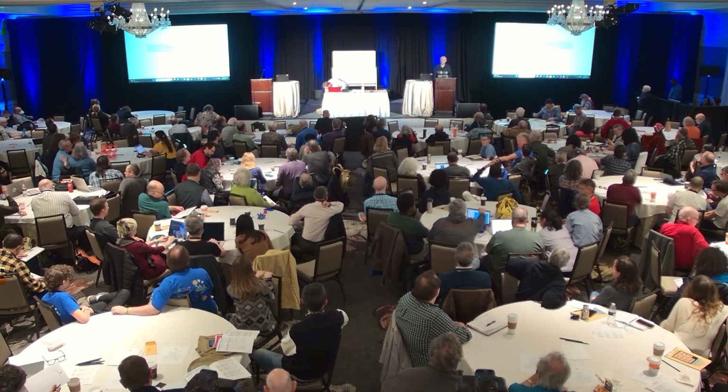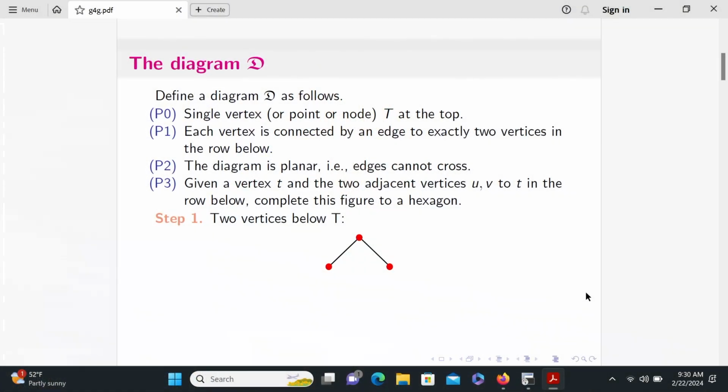Well, I'm going to talk about an array of numbers, which is similar to Pascal's triangle, and which I call a Fibonacci array. It's closely related to Fibonacci numbers and the golden mean. So first I will define a diagram D recursively as follows.